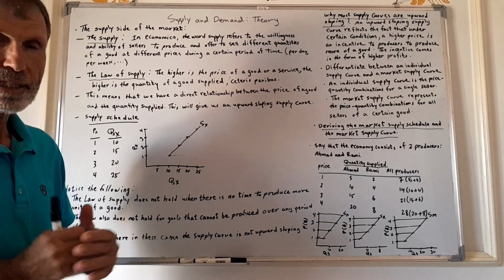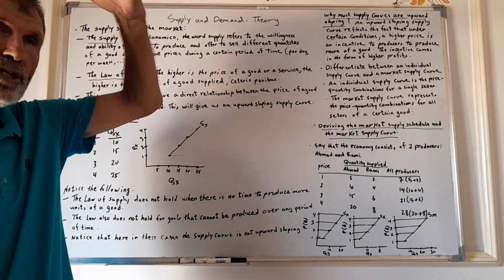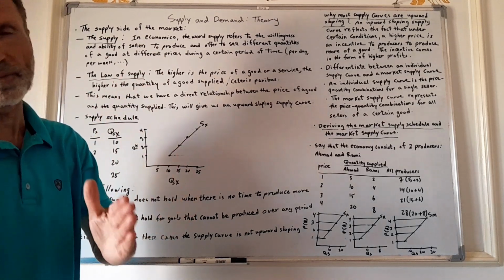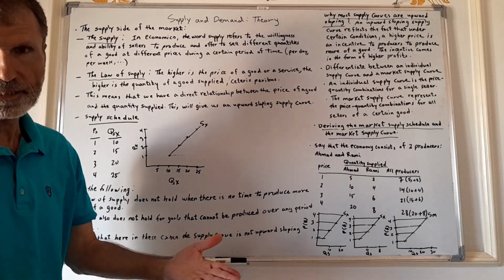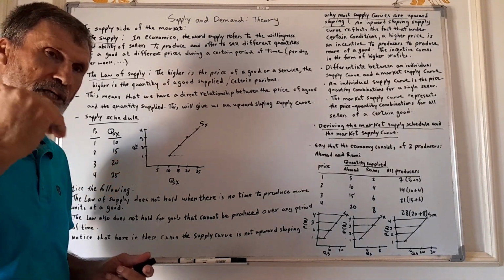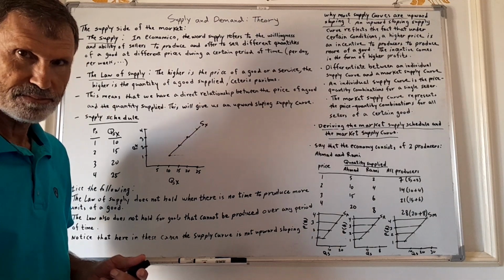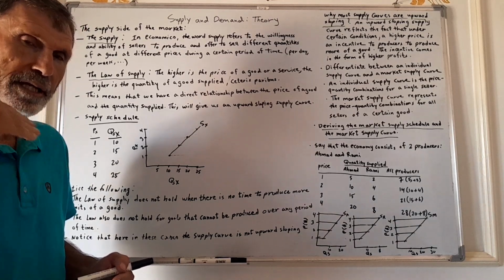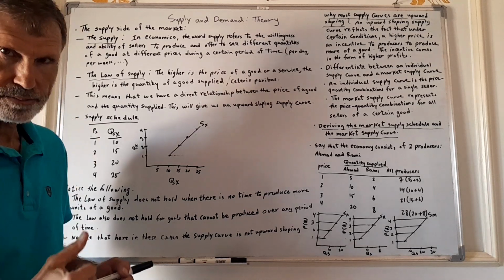The law says the higher the price of a good or a service, the higher is the quantity supplied, ceteris paribus. Remember the term ceteris paribus, which means everything else is the same. So when the price goes up, it's expected that producers will offer to sell higher quantities. Okay, because the higher price usually gives producers an incentive to produce more.